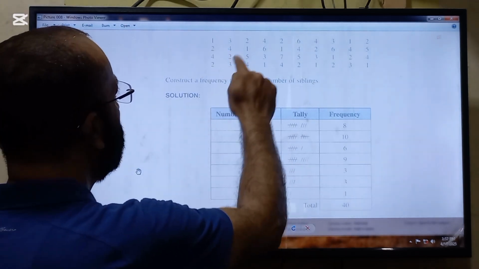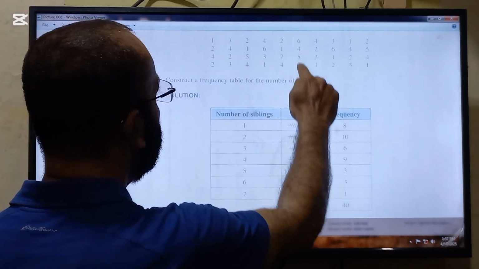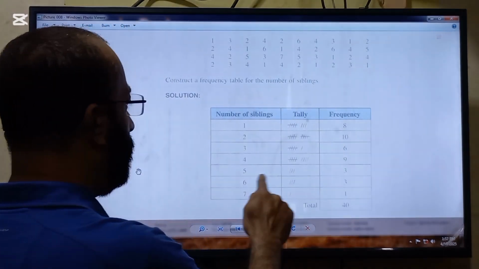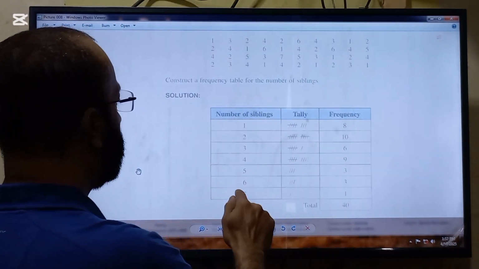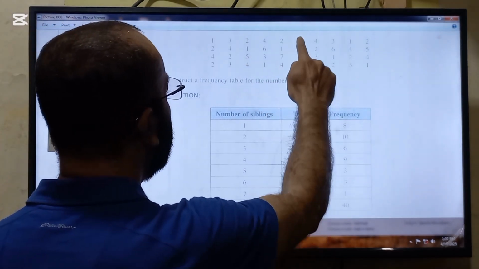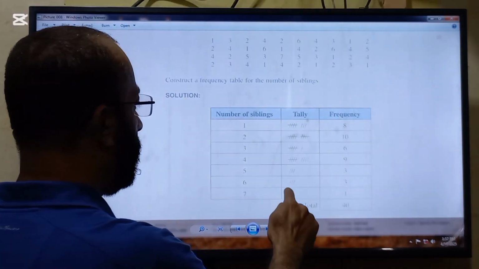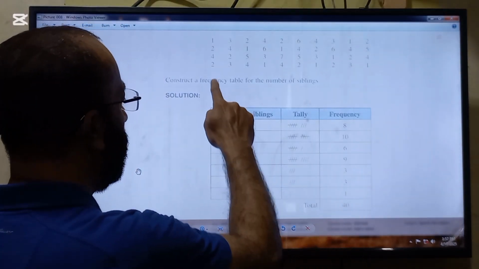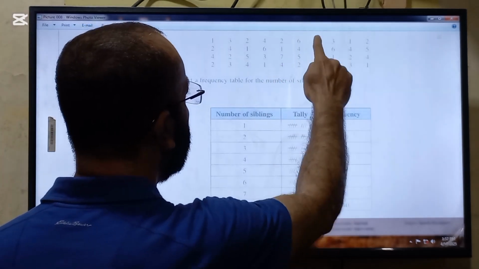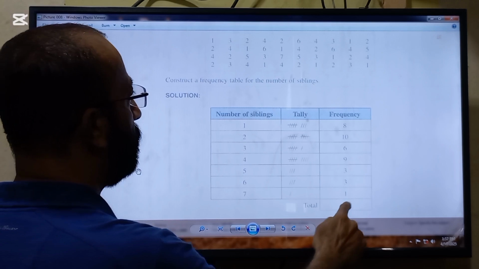Then 5, so 1, 2, 3. So 5 is coming 3 times, so 3 is the frequency. Then 6, so 6, 1, 2, 3. So 6 is coming 3 times, so 3 is the frequency. And lastly 7, so 7 is 1. So 7 is coming 1 time, so 1 is the frequency.